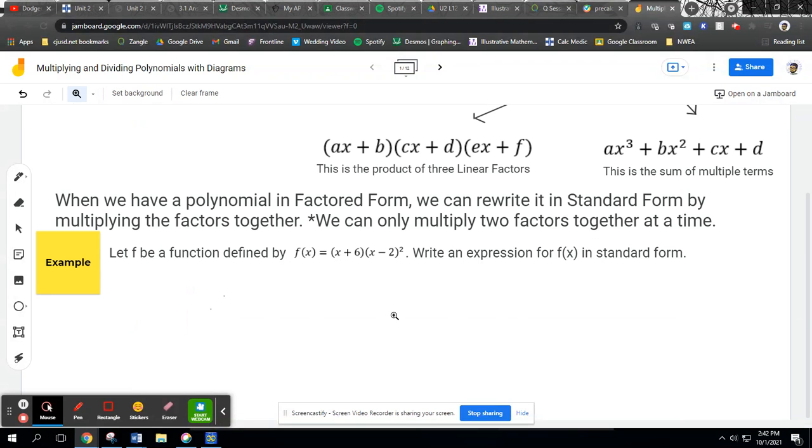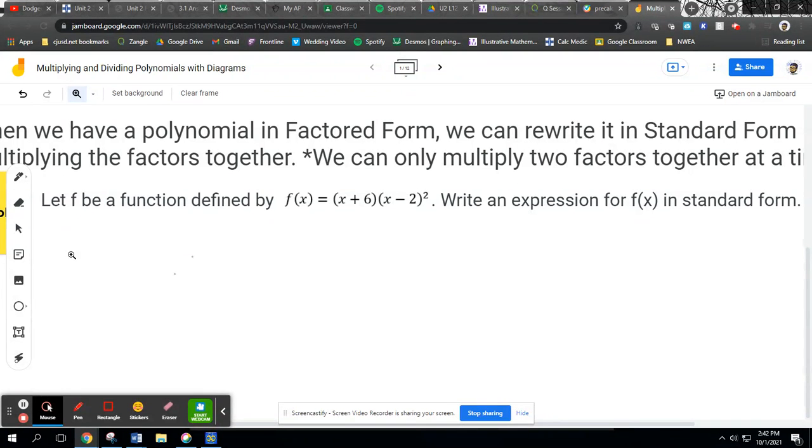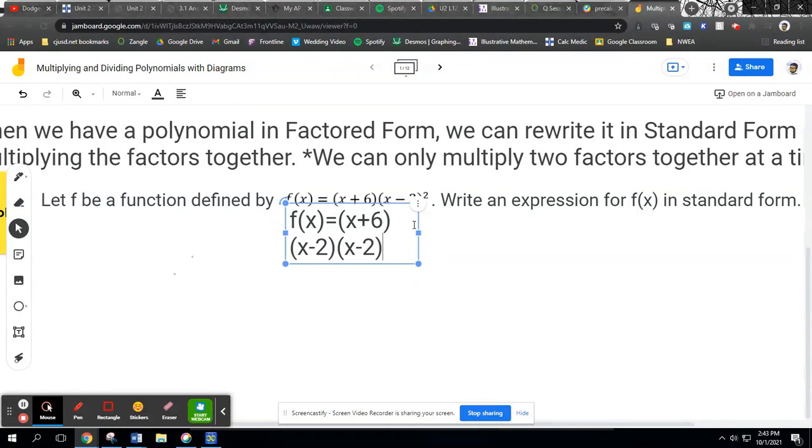So let's look at this example. Let f be a function defined by f of x equals (x plus 6) times (x minus 2) squared. And we're going to write an expression for f of x in standard form. Firstly, I know that I can take this (x minus 2) squared and write it times itself two times. So we can rewrite our expression right away as f of x equals (x plus 6)(x minus 2)(x minus 2). We would have two repeated factors of x minus 2.